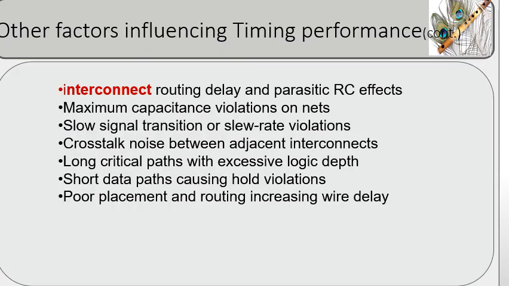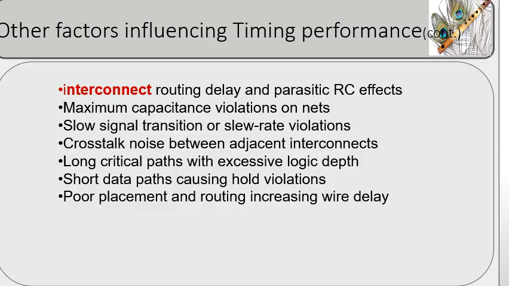As technology shrinks, the interconnect parasitics play a significant role, and some of the critical effects are as follows. Interconnect routing delay and parasitic RC effects increase sharply, leading to maximum capacitance violations on nets. Slow signal transitions or slew rate violations become more common, while crosstalk noise between adjacent interconnects threatens signal integrity.